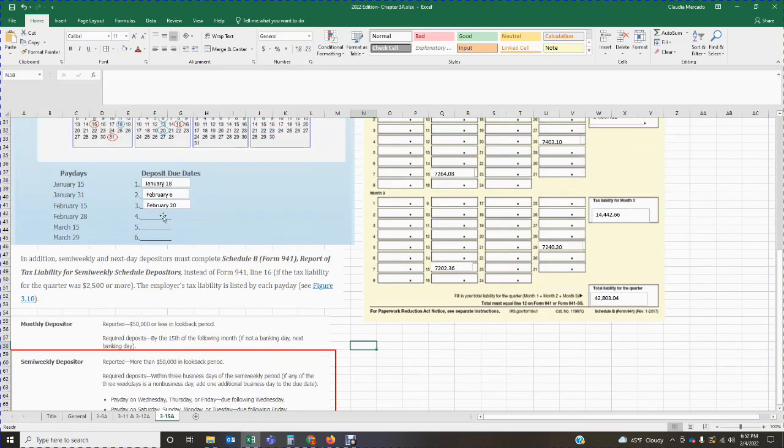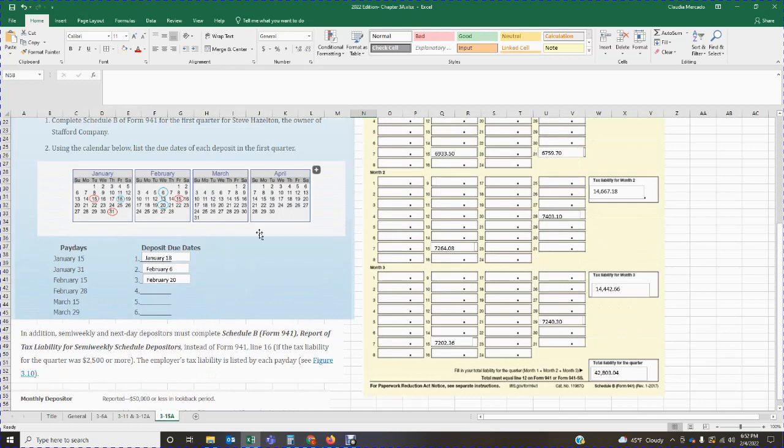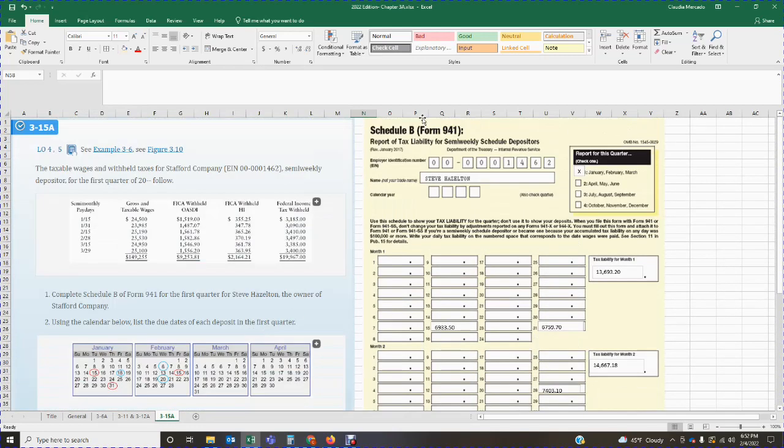So I'm going to let you all figure out the rest. I just wanted to illustrate how to figure it out. I've already done that with 3 examples. I've already completed Schedule B for you, so you already know how to complete it and the calculations that need to be done.